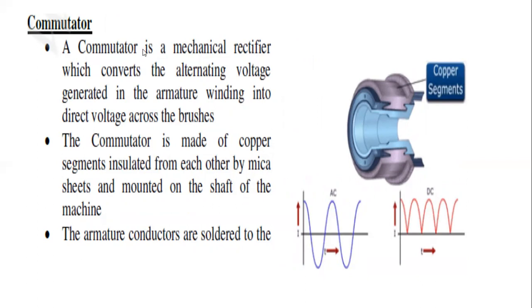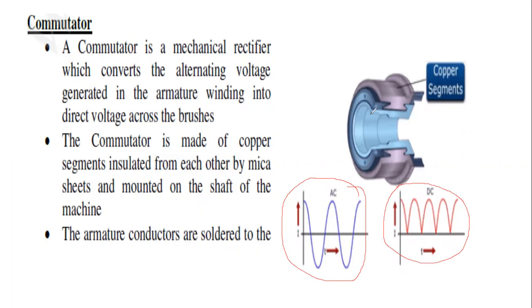A commutator is a mechanical rectifier, which converts the alternating voltage generated in the armature winding into direct voltage. This waveform represents the alternating voltage, the alternating current. This alternating current is converted into direct current like this. This is the direct current.